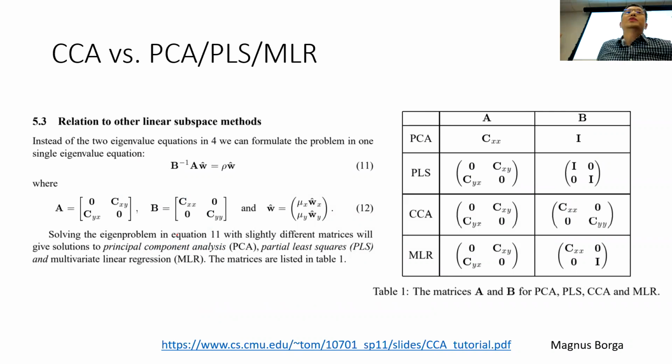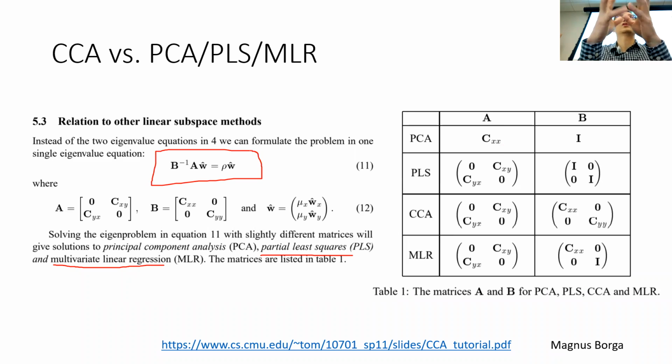So this is a link between CCA and the PCA, and another two similar technologies are partial least squares, which is one of the regression algorithms, and also multivariate linear regression. The reason you can put them together is because they all follow the same kind of framework to do this linear algebra solution. The only difference is the matrices A and B are different.